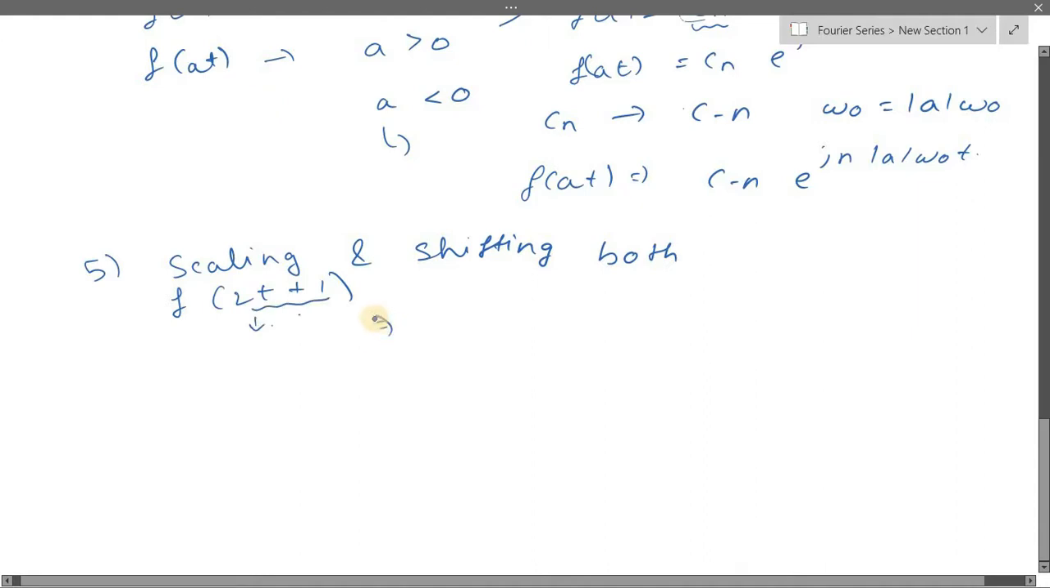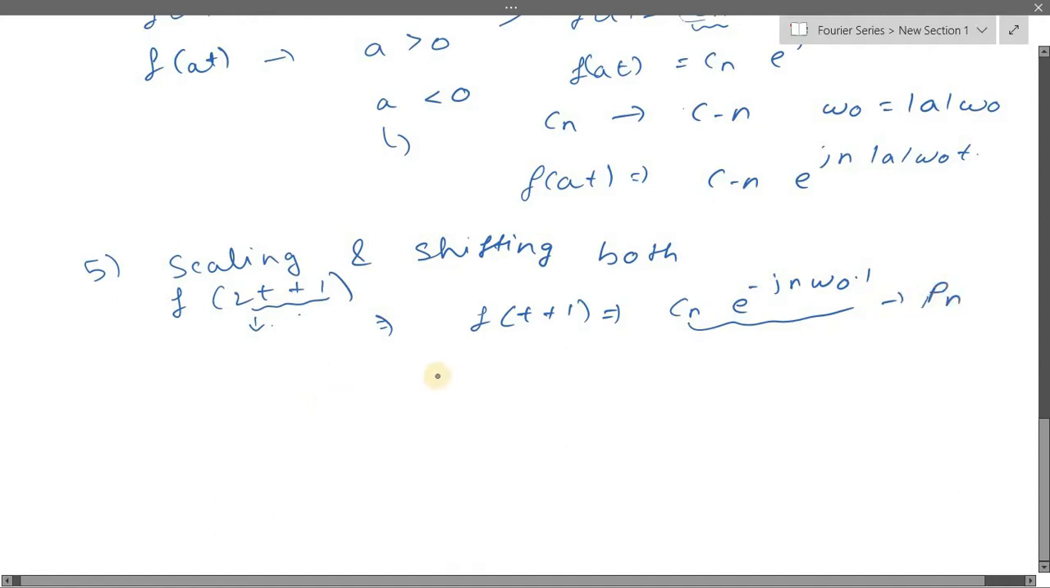The very first thing in my signals and systems tricks is that I always use shifting first and then scaling. You can use scaling first and then shifting, but that is complicated. You require two steps. Instead of that, you directly use shifting first and then scaling. So first I will do the shifting, f of t plus 1. Here the change in coefficient will be c of n e raised to minus j n omega naught. T naught is 1 here, so it will be 1 here. So this is my new coefficient. Let me rename it as p of n.